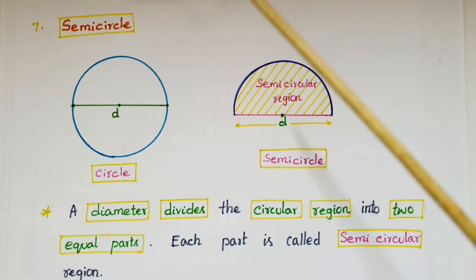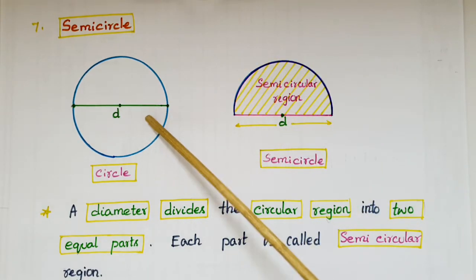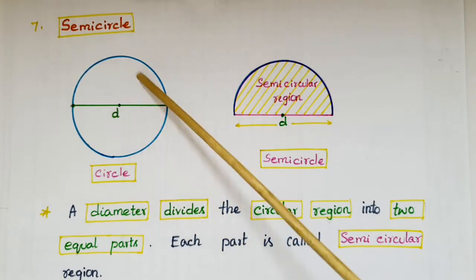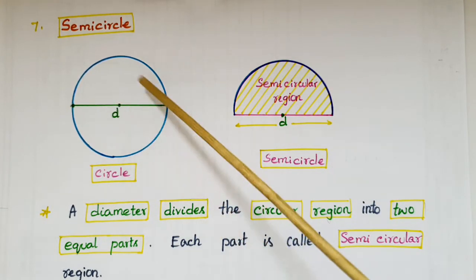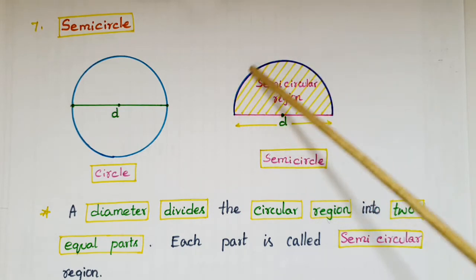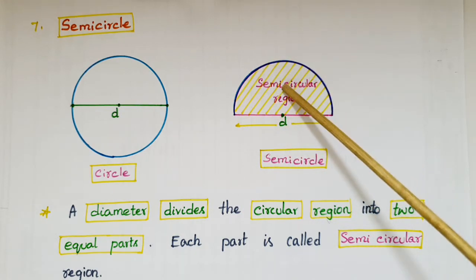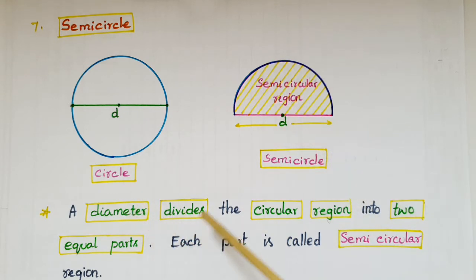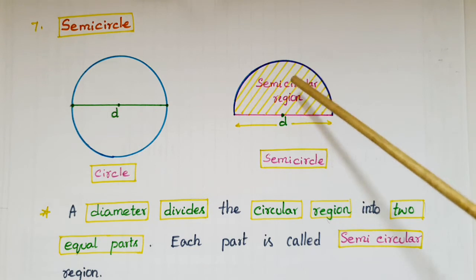Next one is semicircle. If you observe this circle, this diameter divides this circle into two equal parts. So each part is called a semicircle. So this region, including this diameter with this arc, is called the semicircular region. So a diameter divides the circular region into two equal parts and each part is called a semicircular region.